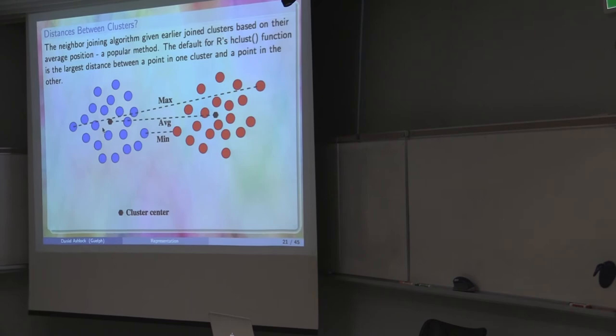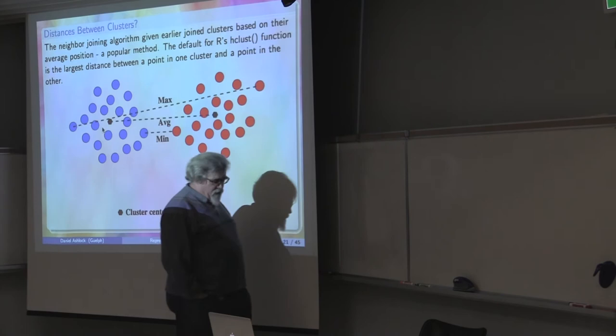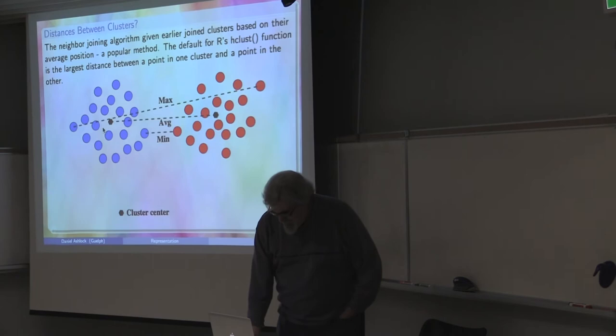The other thing is, the neighbor joining algorithm given earlier joined clusters based on their average position, which is a popular method. The default for R's hclust function is to use the largest distance between a point in this cluster and a point in that cluster as the distance between clusters. This is the conservative choice. But in fact, there's a lot of different ways that you could measure distances between clusters, and each of them gives different results. Yay.